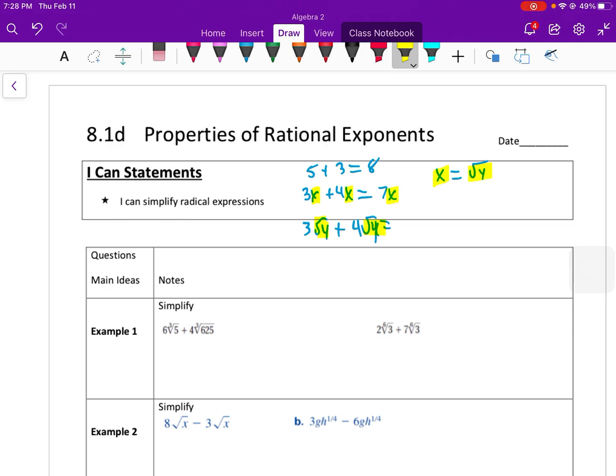We have x, they are equal. So now when we add, it's the same thing. That coefficient is going to add together. So 7 square roots of y. So it looks like it may be confusing or hard to understand, but it's the same concept because we need like terms. So in these cases, we need to make sure that our index is the same.